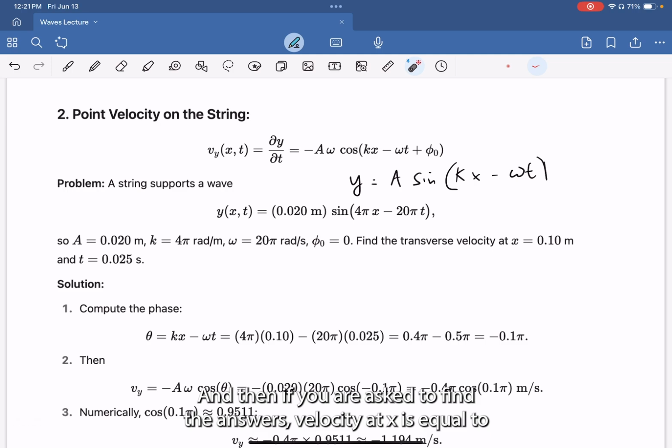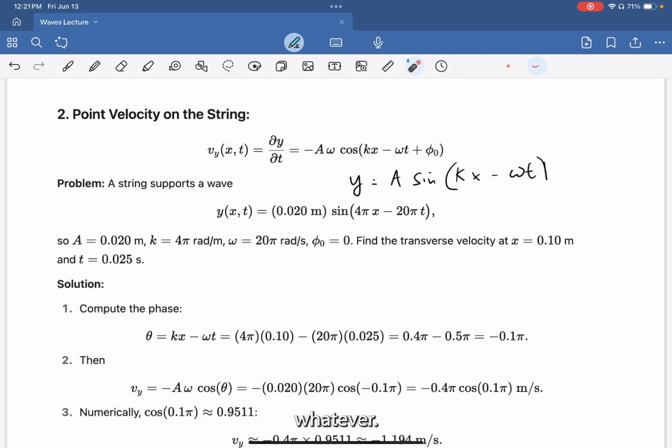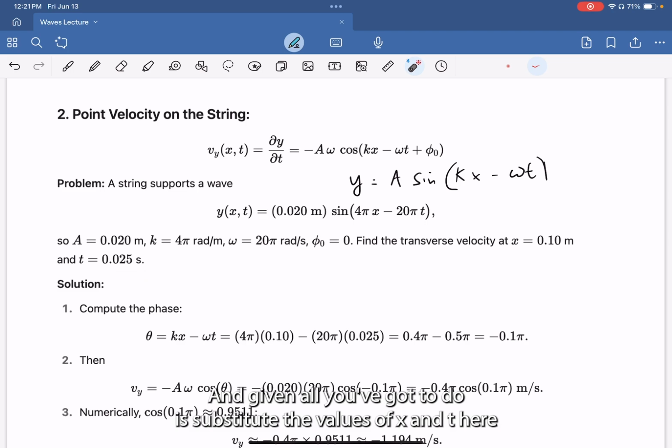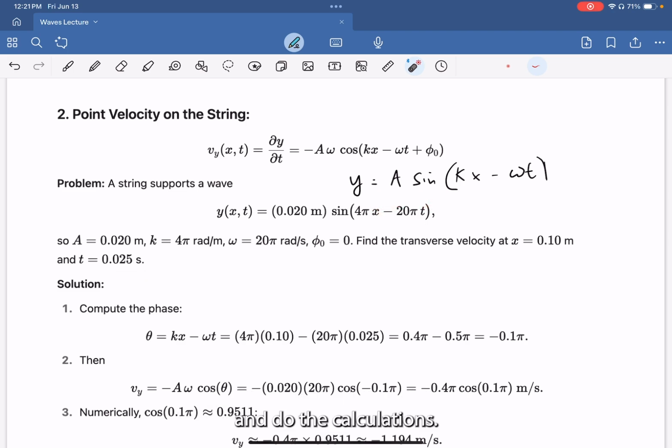And then if you're asked to find the transverse velocity at x equal to whatever, and t given, all you've got to do is substitute the values of x and t here and do the calculations. Okay, first compute the phase, which is this part. So that's what I've done. kx minus omega t gives you that. You get negative 0.1 pi.